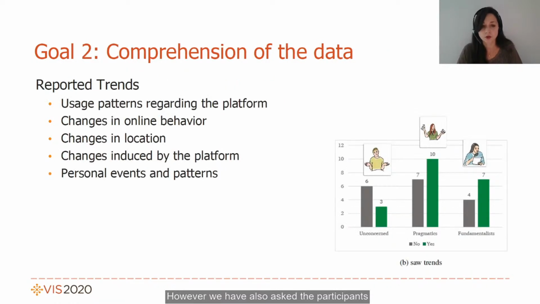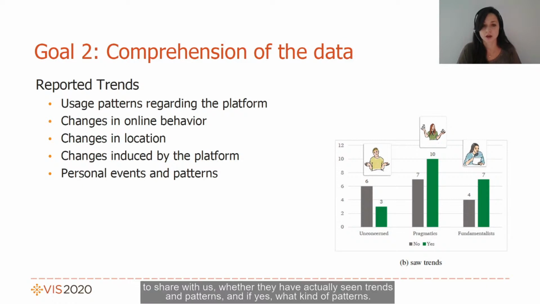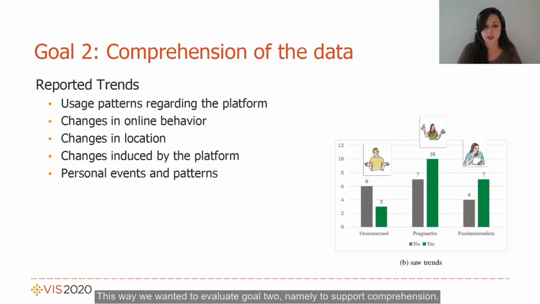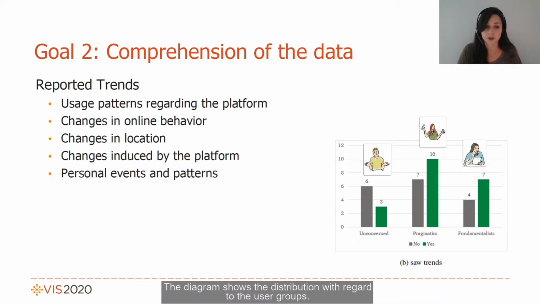However, we have also asked the participants to share with us whether they have actually seen trends and patterns, and if yes, what kind of patterns. This way we wanted mainly to evaluate goal 2, namely to support comprehension. The diagram shows the distribution with regard to the user groups.